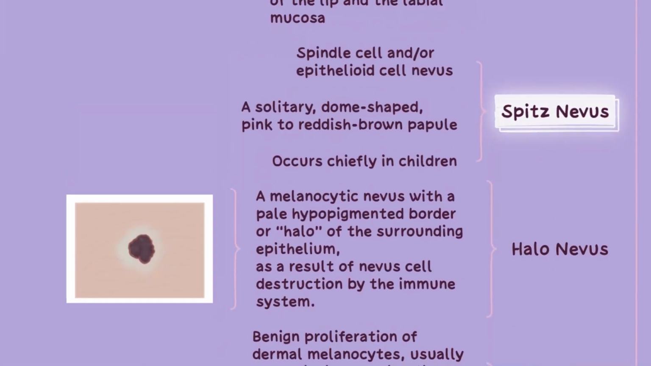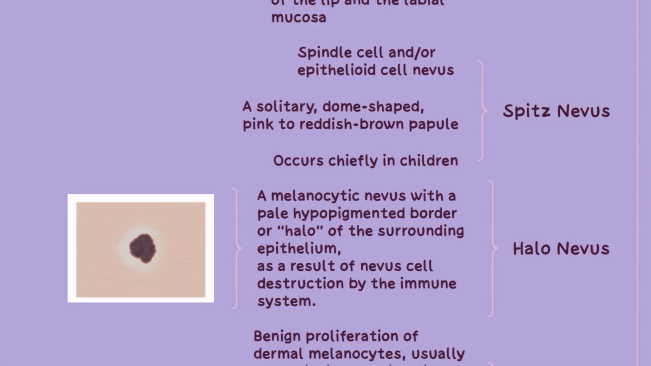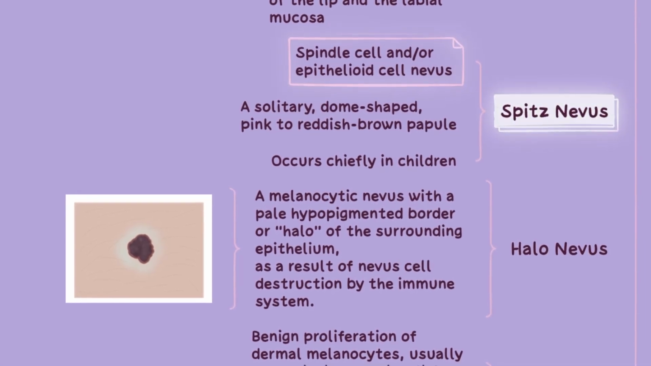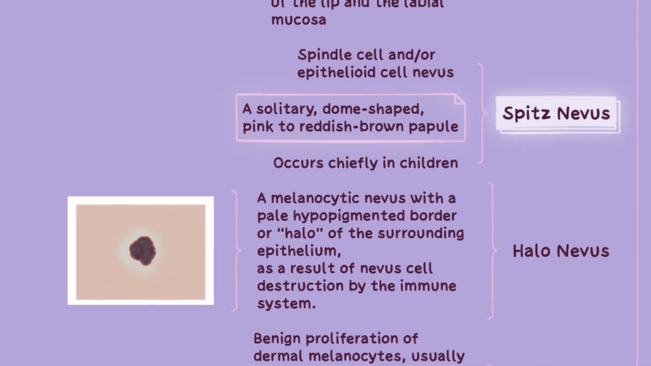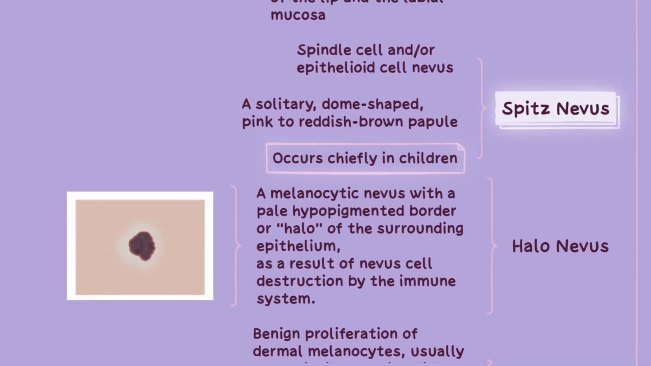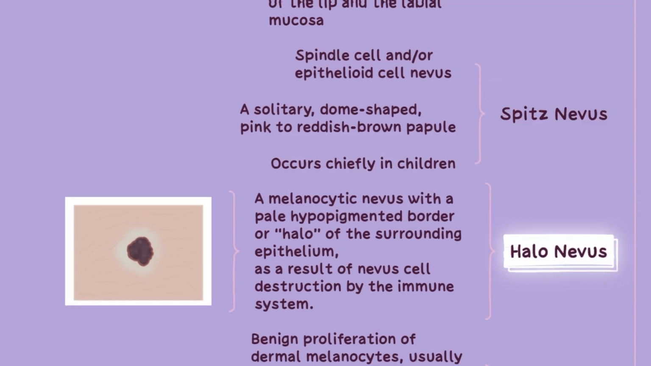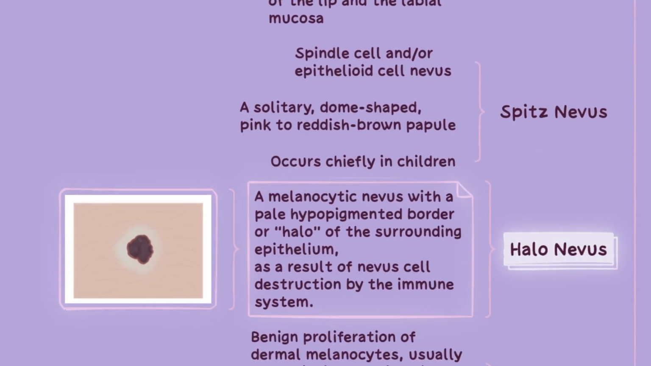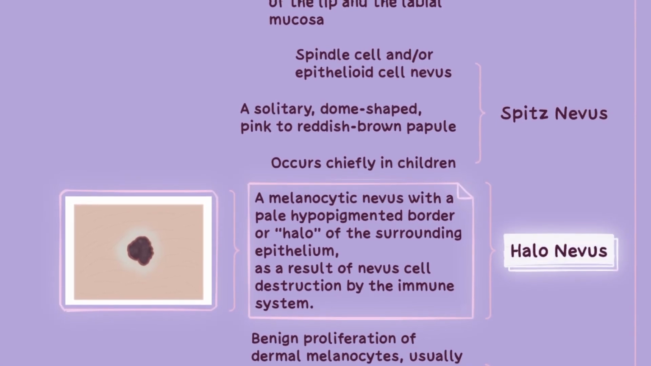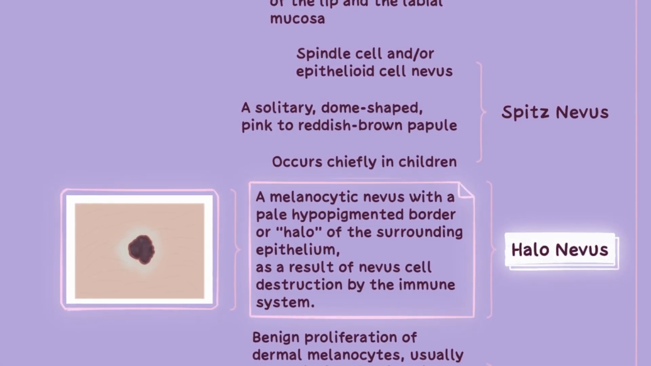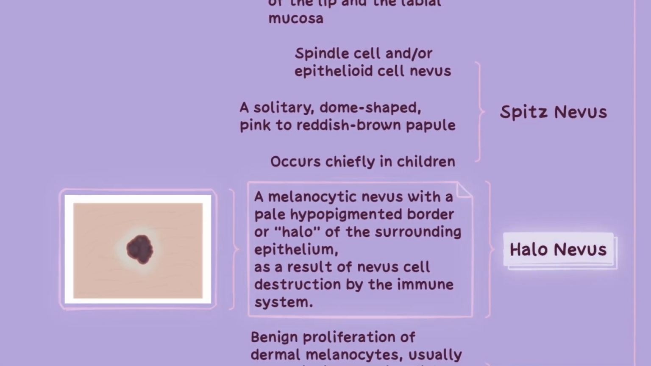Spitz nevus is characterized by spindle cell and or epithelioid cell proliferation. It appears as a solitary dome-shaped pink to reddish-brown papule and is commonly observed in children. The next type, halo nevus, is a melanocytic nevus with a pale hypopigmented border or halo surrounding it. The halo is a result of nevus cell destruction by the immune system.